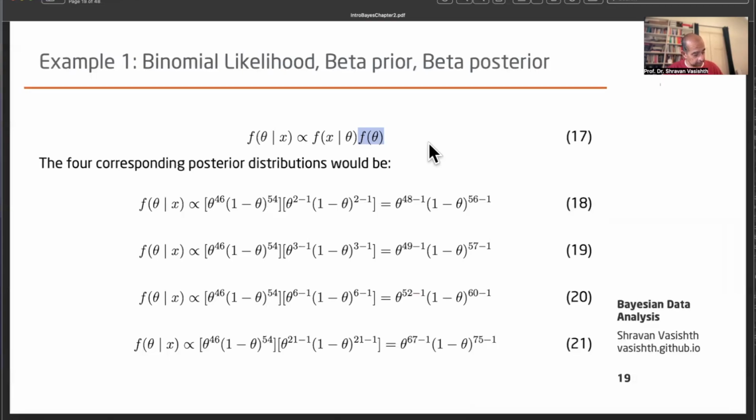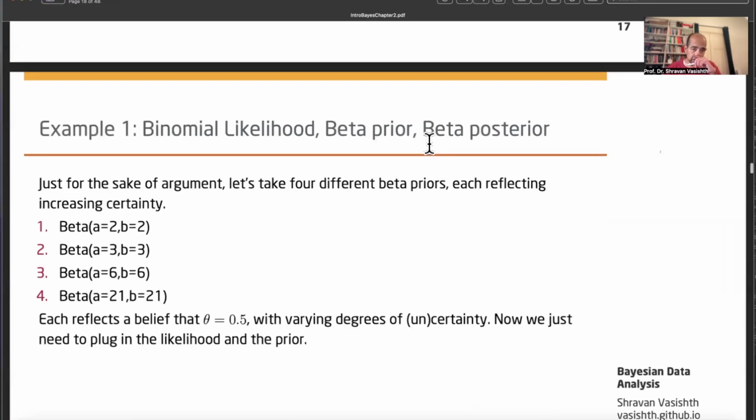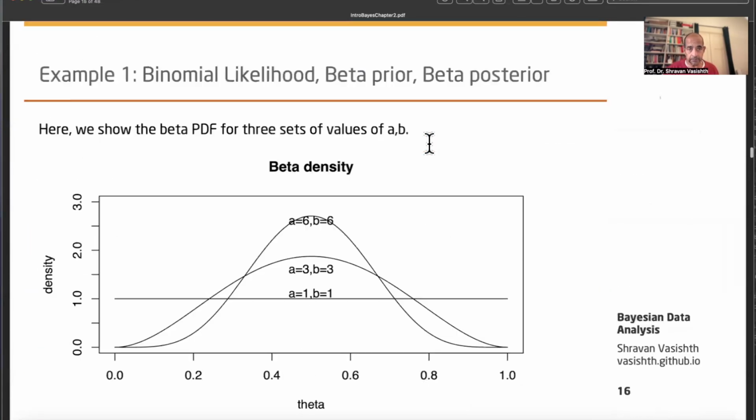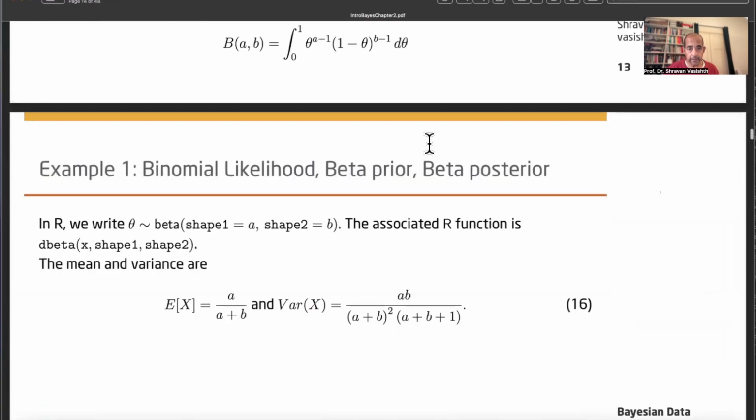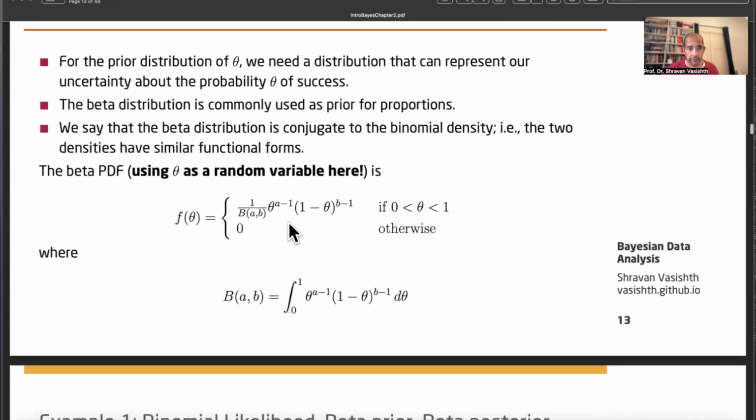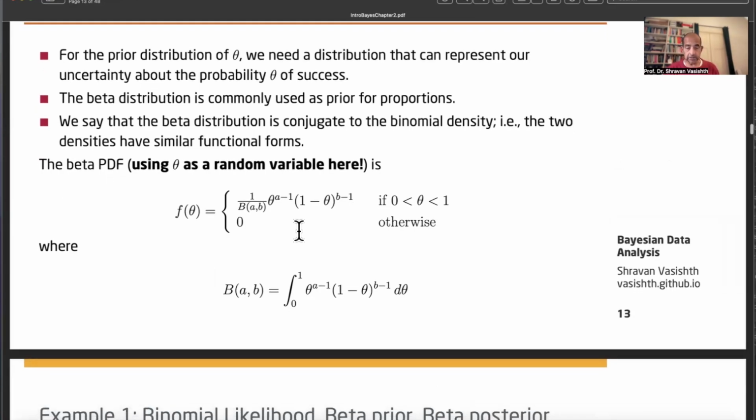let me just do this on the iPad for a second. If you remember, what's the kernel of the beta distribution? And let's go back. The kernel of the beta distribution is theta to the power a minus 1 times 1 minus theta to the power b minus 1, right? And what is the likelihood function?